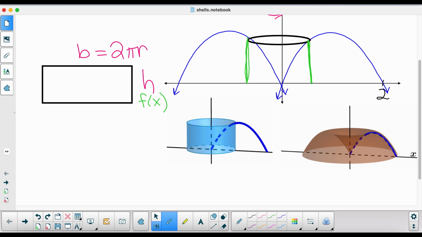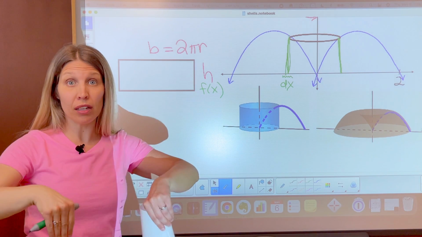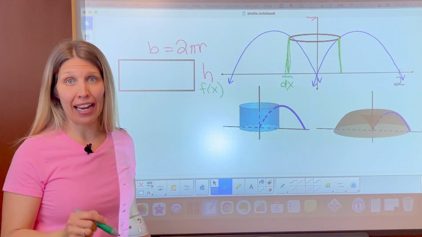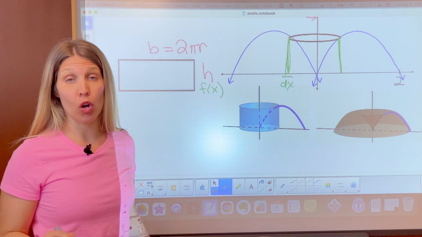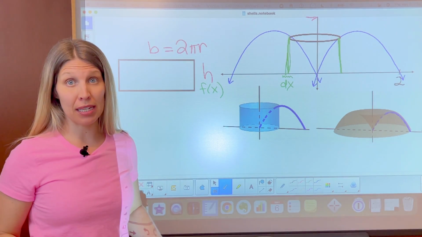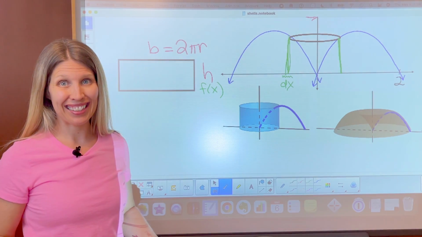And then your width. Notice we're stacking these legs along the x-axis. So this is the width, so this is going to be a dx problem. Because the legs of the shell hit the x-axis, it's going to be a dx problem. That's really important to know. It's wherever the legs of the shell hit that decides if it's going to be a dx or a dy problem.